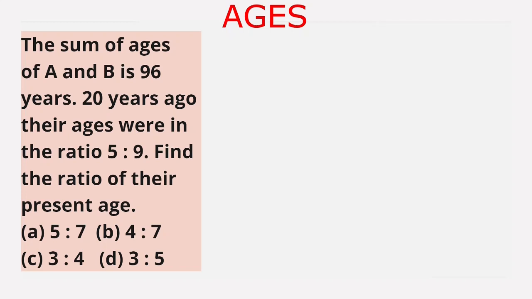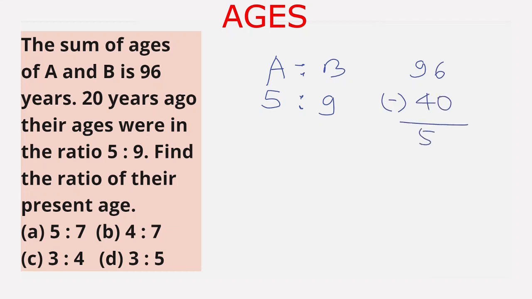Now I write all the steps so that you can understand it properly. A ratio B 20 years ago was 5:9. The present sum of their ages is 96, and we have to subtract 20 years for the age of A plus 20 years for the age of B, that is 40 years, and this comes out to be 56. And 9 plus 5 is 14. 14 when divides 56 gives us 4. So each part is 4 years.